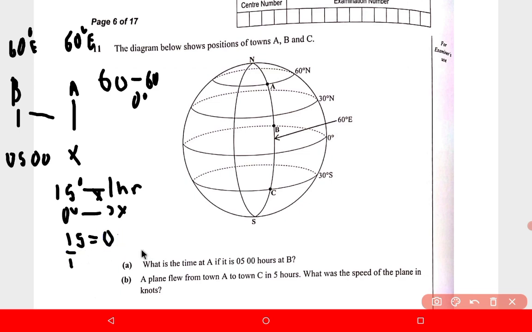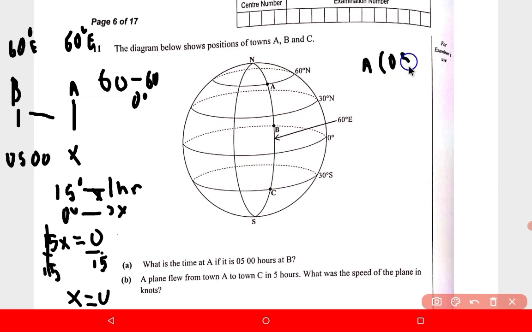Now 15x is equal to 0. If you divide by 15 both sides, you are going to get 0 here. So x is equal to 0. So meaning if the time at B is 0.5 hours, if you add or subtract 0, it still will be 0.5 hours. So we can just say that the time at A will still be 0.5 hours. They are on the same longitude.